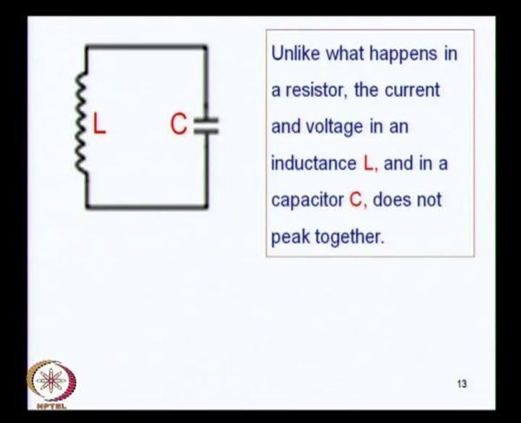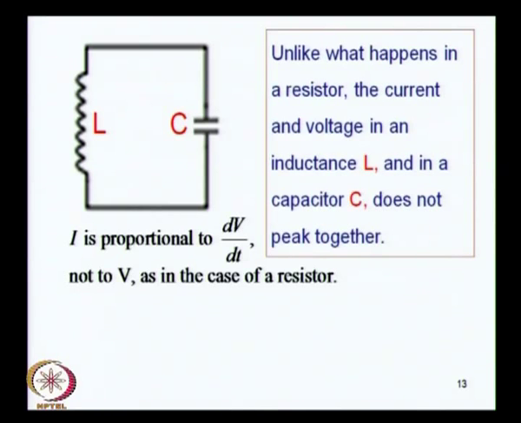Now, what is going to happen is that the current and voltage in the inductance L and in the capacitor do not go to the peak together. That kind of thing happens only in resistive circuits, but if you have non-resistive components, an inductive component or a capacitance, then the current and the voltage do not go in the same step. What happens is that the current is actually proportional to dV by dt rather than to the voltage. When it is proportional to the voltage itself, you have an ohmic circuit.